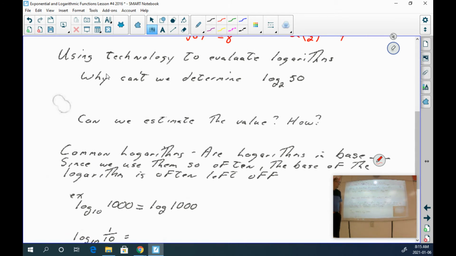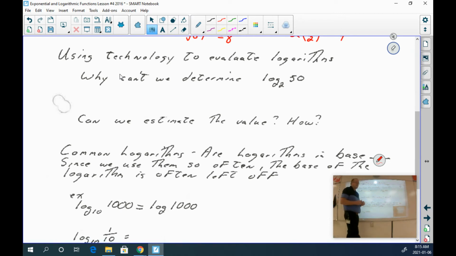Now, I apologize, my calculator is not working on my board, but we're going to talk about how we can do this. Now, we can't do log base 2 of 50 in our heads. Log base 2 of 50, in our heads, we can't do it.